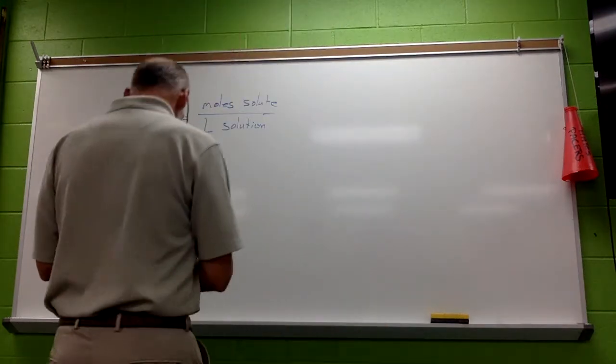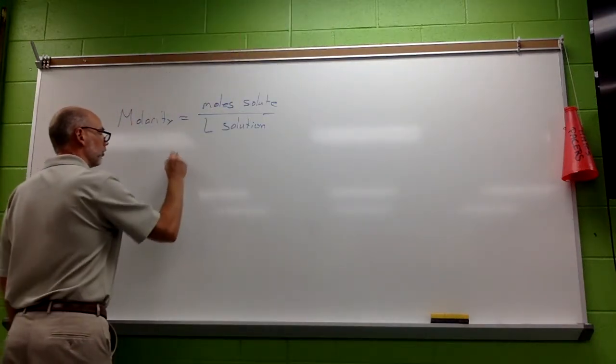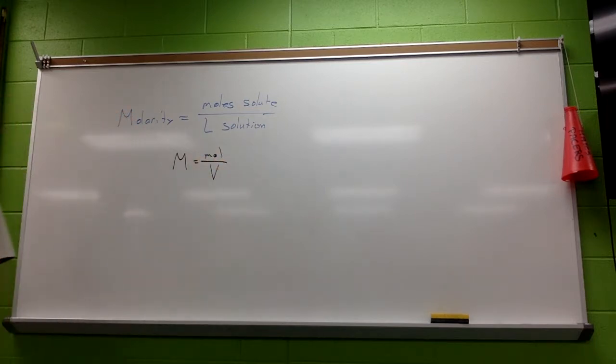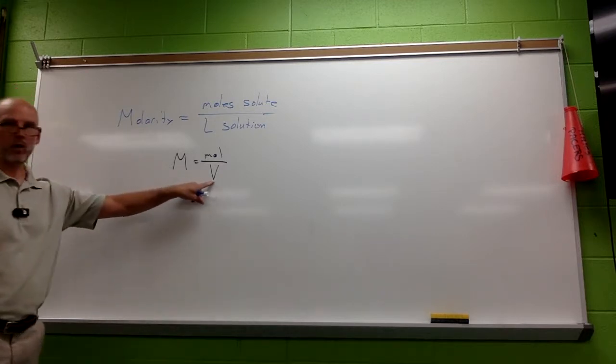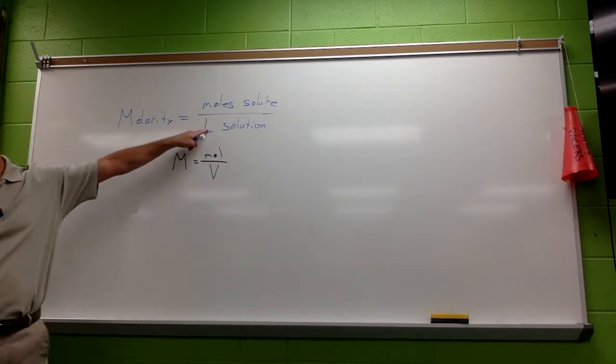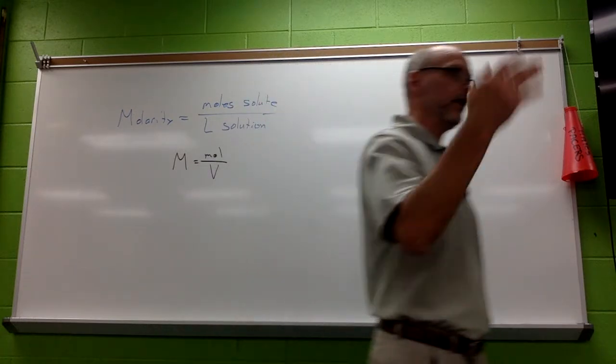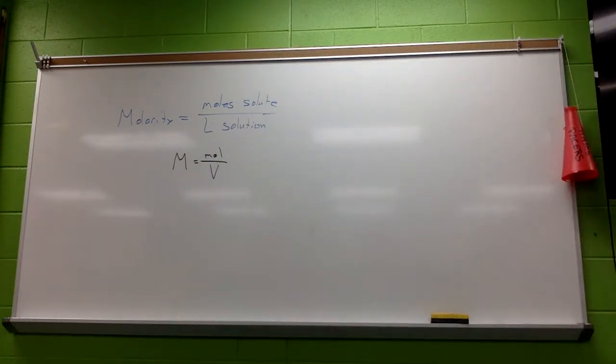Okay, so we can make ourselves a handy-dandy little equation out of this. Now, I put a V down there for volume. You just need to know that your volumes have to be in liters. If you're going to make a mistake, it is forgetting to convert your volumes to liters. In order to use molarity, your volumes have to be in liters. Now, do we usually measure things in liters? No, we do not.